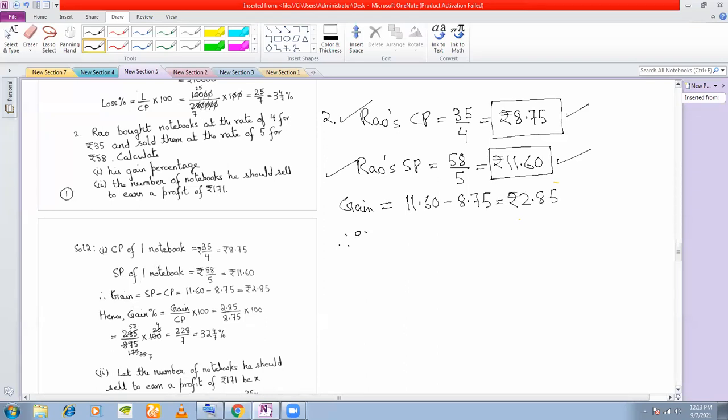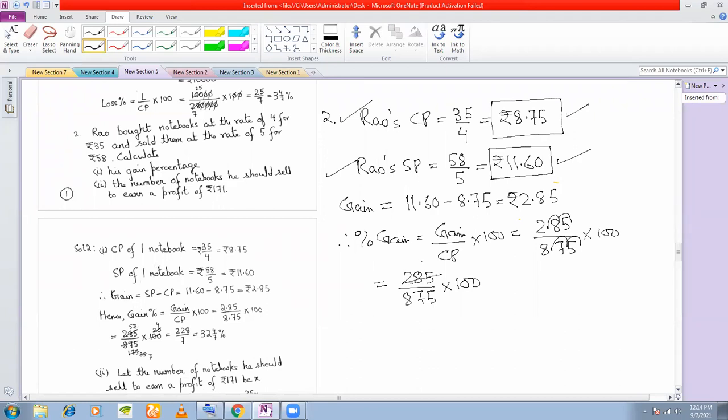Therefore, what is his percentage gain? Formula: gain or profit divided by cost price into 100. How much is his gain? 2.85. And how much is the cost price? 8.75 into 100. How do you calculate this? You shift 2 decimals in the numerator as well as the denominator, so you don't have to add any 0. Into 100. Now you can cancel.